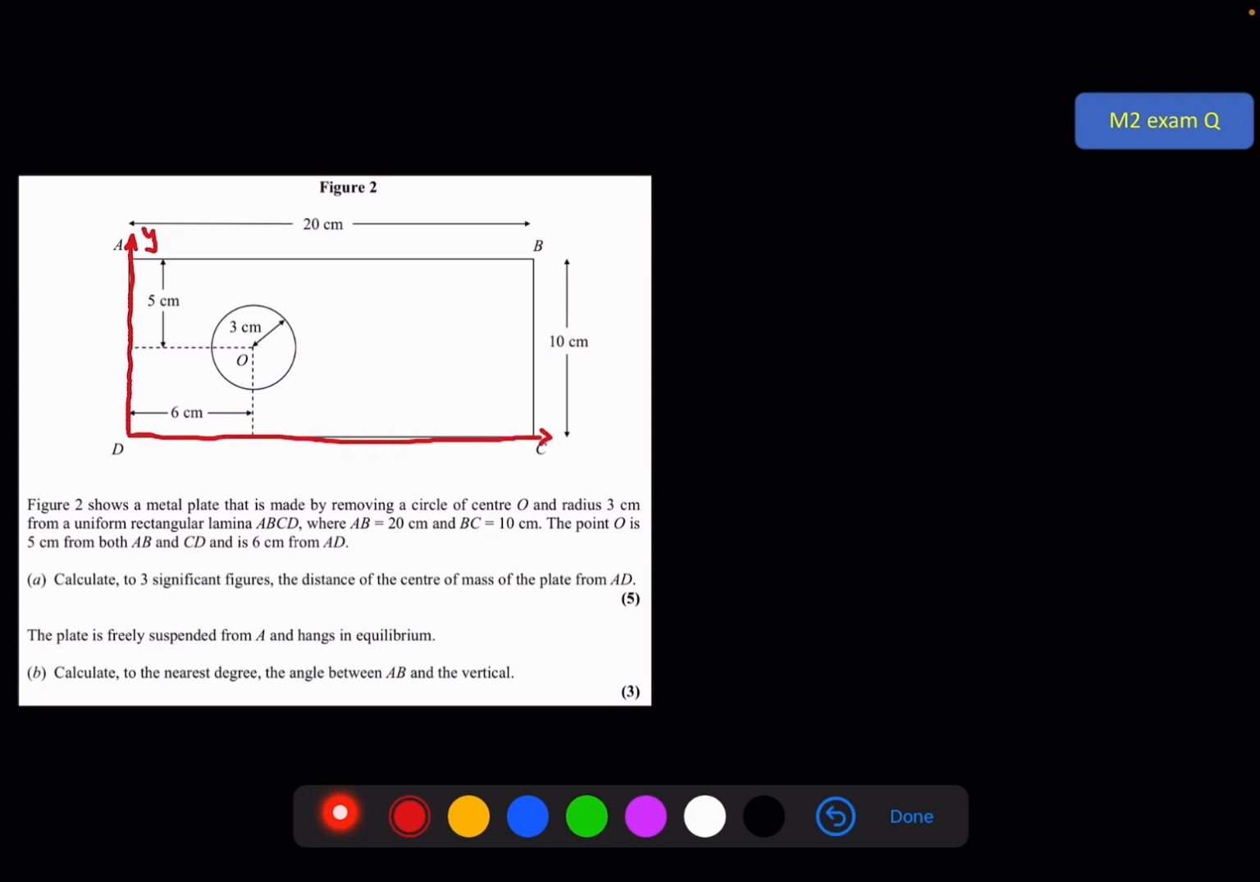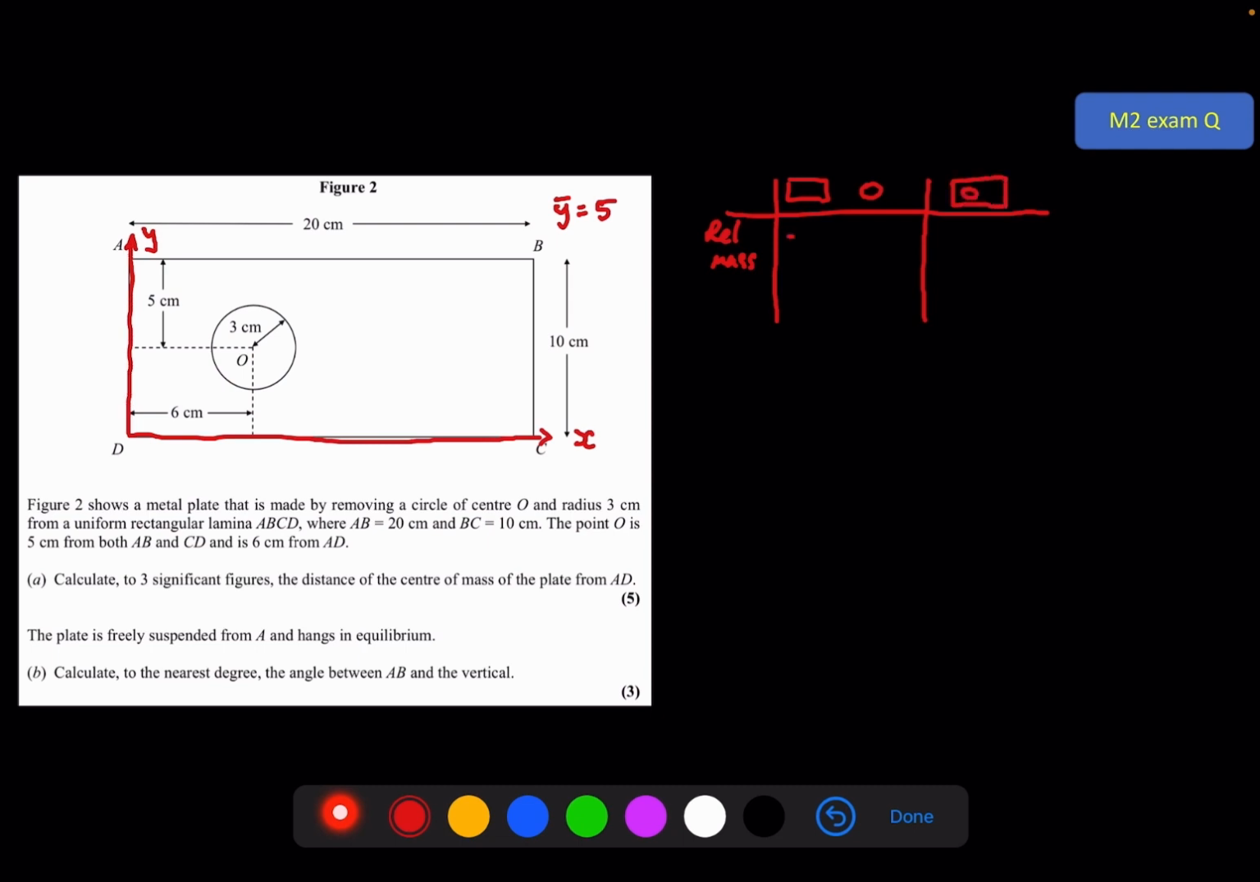If I put X and Y on here, what I just said there is effectively Y bar equals 5. Part A is asking us to calculate X bar. So to do this, I would do my little table. We've got relative mass, and we're going to take the big rectangle and subtract the circle, and then have our final figure.